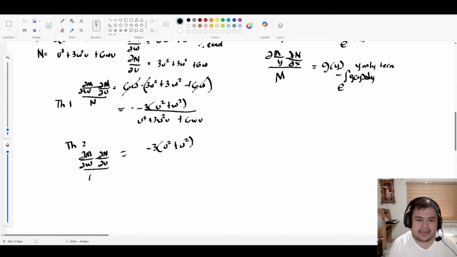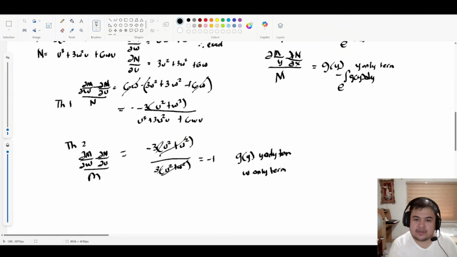We're gonna divide by m. And what is m? 3u squared plus w squared. Because it is similar, we're gonna get the value of negative 1. Meaning, it has no w, it has no u. Meaning, it qualifies for u only term or w only term. W only term.